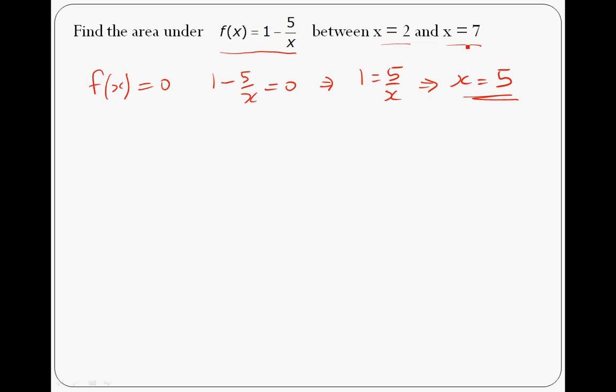That means that if we're going to work out the area, we need to split the integral up into two separate parts. We need the integral between 2 and 5, the crossing point. So 2 because it's given as the left-hand boundary in the question, and 5 because it's the crossing point, of 1 minus 5 over x dx.